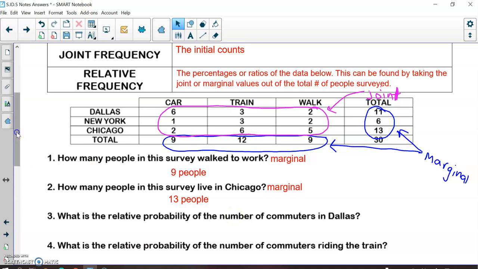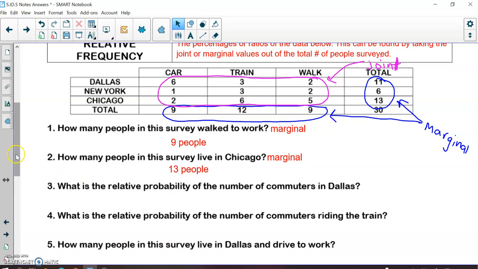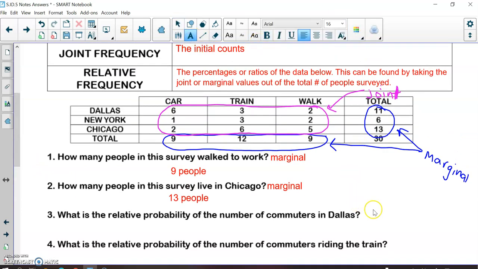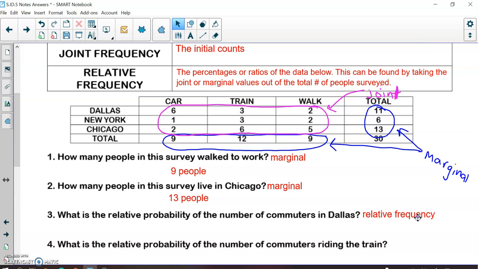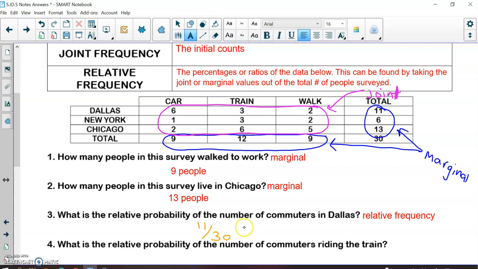Now, number 3 says, what is the relative probability of the number of commuters in Dallas? If I ever use the words relative probability, what I'm talking about is the relative frequency, but I'm going to be talking about this as a percentage. So how I do this is I take the total number of commuters in Dallas, which is 11, and that's going to be out of the total number in my survey, which is 30. So if I do 11 divided by 30 in my calculator, I'm going to round to the nearest percentage. This comes out to be about 37%. And that's your answer there.